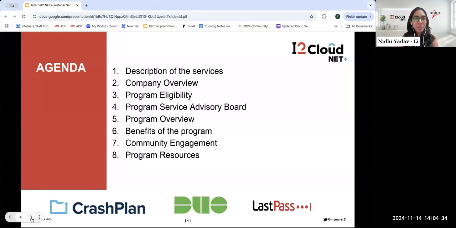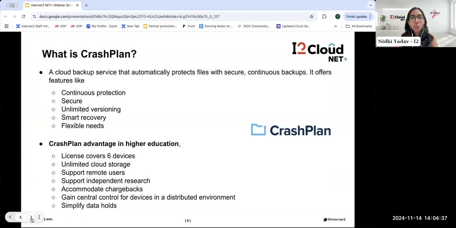Next slide, please. Let me start with what Crashplan is. It is a cloud backup service that automatically protects your files with secure and continuous backups. What makes Crashplan stand out? First, it offers continuous protection, meaning your files are backed up in real time as you work. It's highly secure and provides BAA availability to support HIPAA compliance needs. Users get unlimited versioning, allowing them to recover any previous versions of files. Lastly, users can recover some or all of the data or prioritize the most recently used files first.